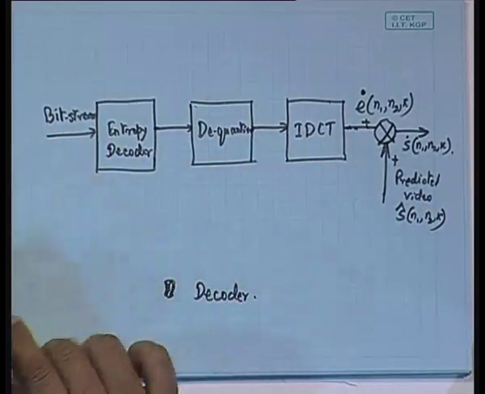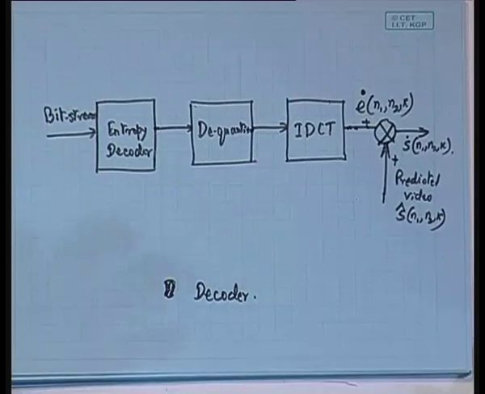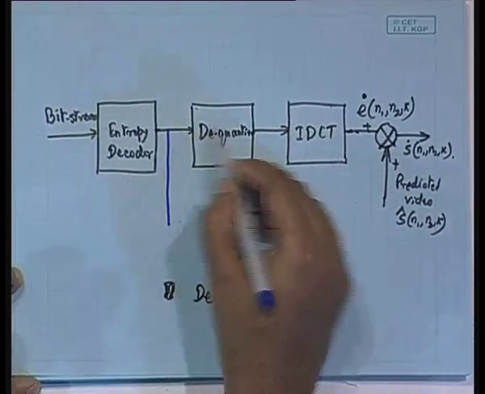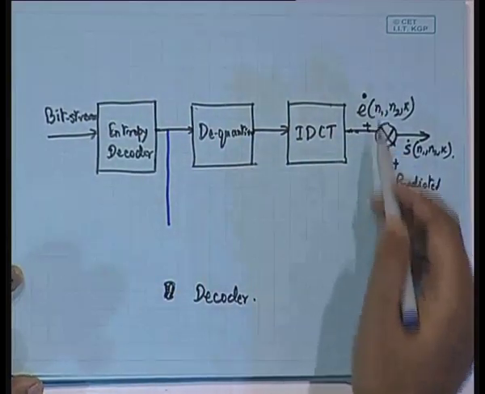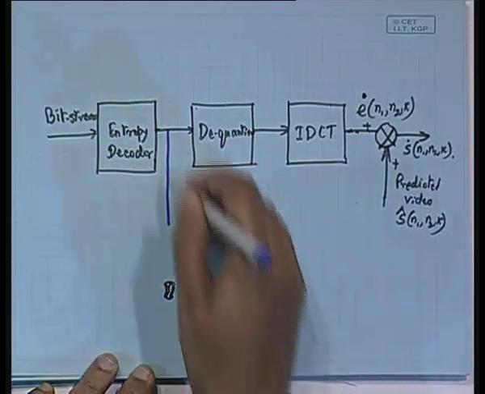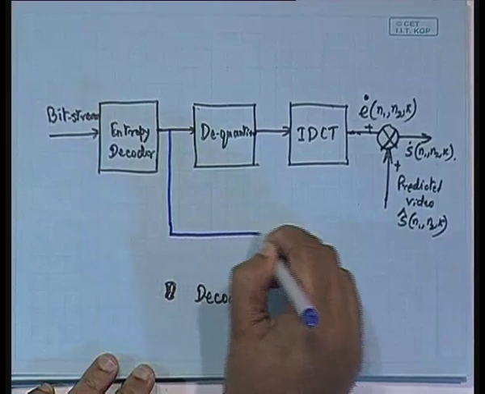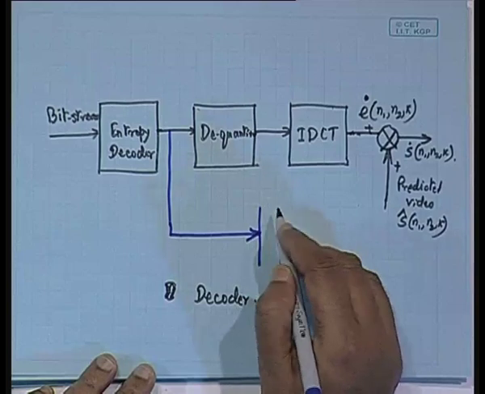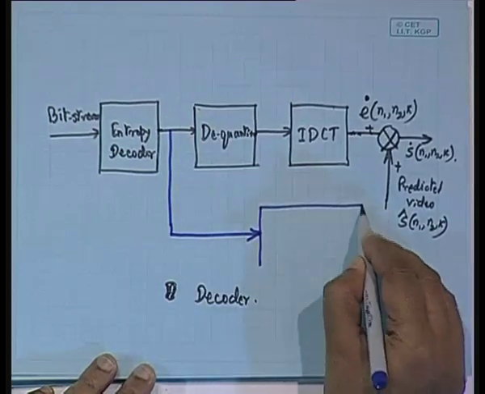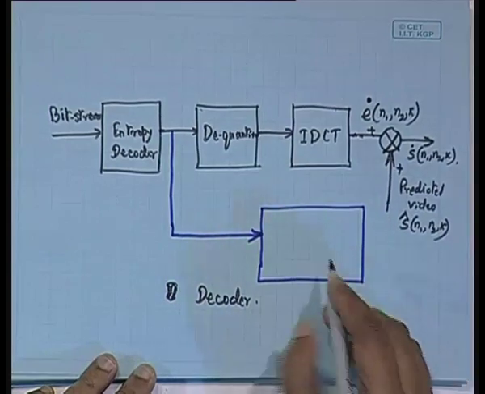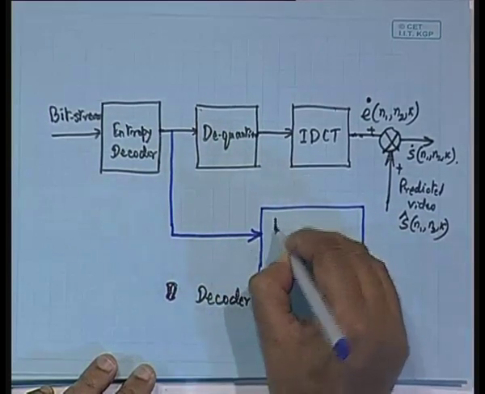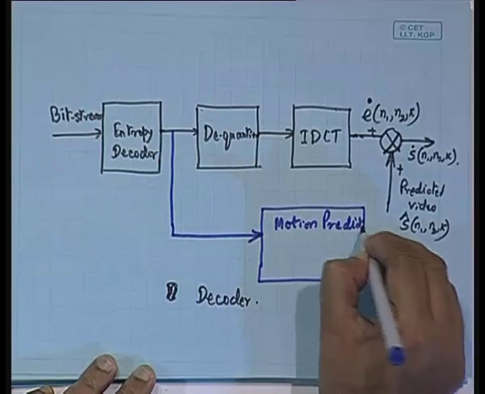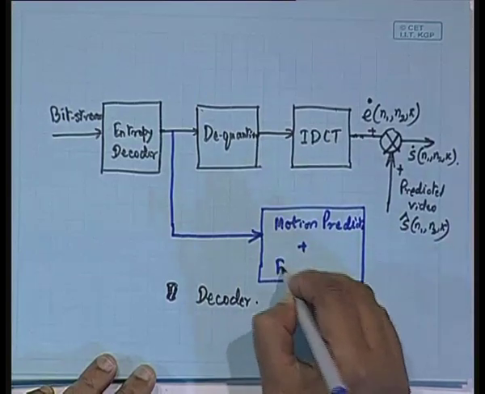As far as the signal is concerned, after the entropy decoding we make a bifurcation. The signal part goes to the dequantizer and IDCT to derive E dot n1 into k, and the motion vector can be used in the motion prediction and frame store. So, I can in fact draw it as a single block: motion prediction plus frame store.